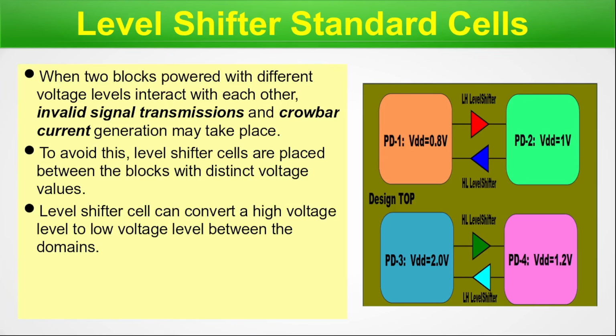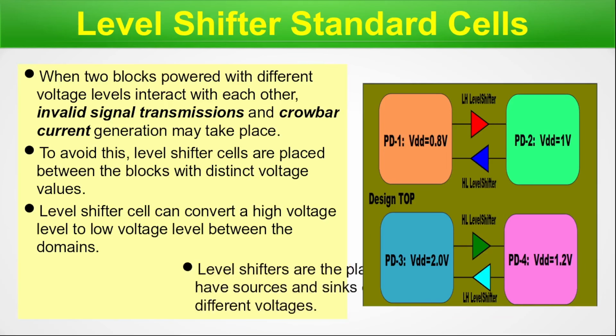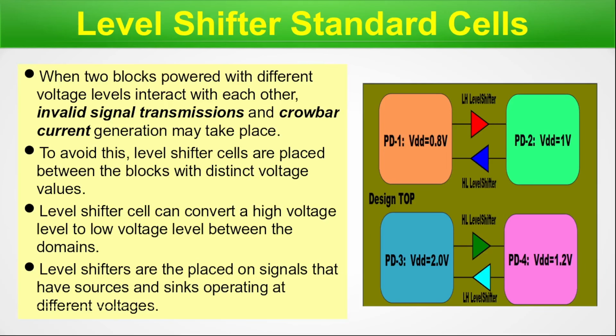Level shifter cells can convert high voltage levels to low voltage levels between the domains. Level shifters are placed on signals that have source and sink operations at different voltages. As you can see in the right-hand side picture, between PD1 and PD2, when the signal is moving from one direction to the other, this acts as a source and this acts as a sink. When we do the reverse, say the signal is transmitting from PD2 to PD1, this acts as a source and this acts as a sink.